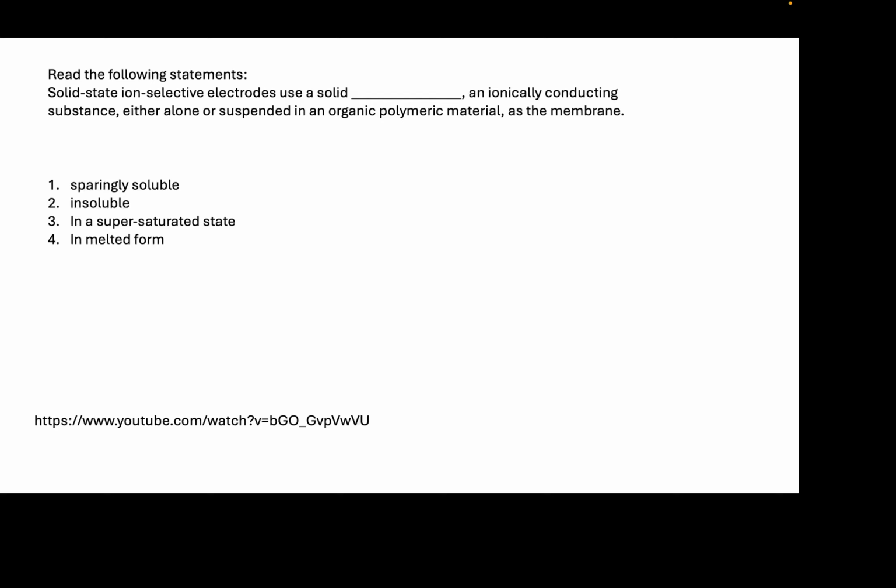Solid state ion selective electrodes use a solid blank and ionically conducting substance, either alone or suspended in an organic polymeric material as the membrane. If you have followed the lectures, you might know this answer, and it's pretty straightforward. But still, I will give you 1 minute for this question. The question is asking that in the solid state ion selective electrode, the solid, which is the electrode, is basically made up of what?